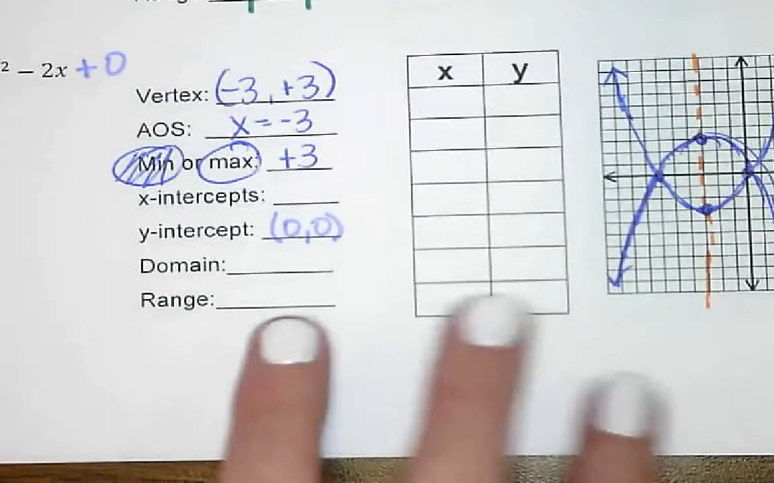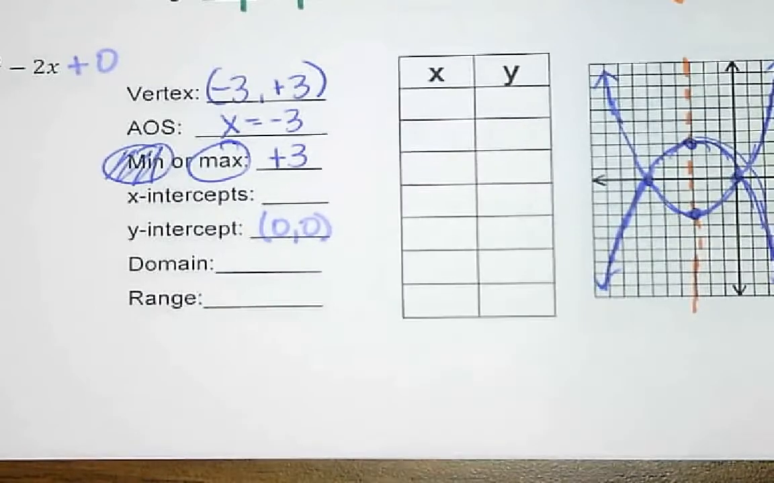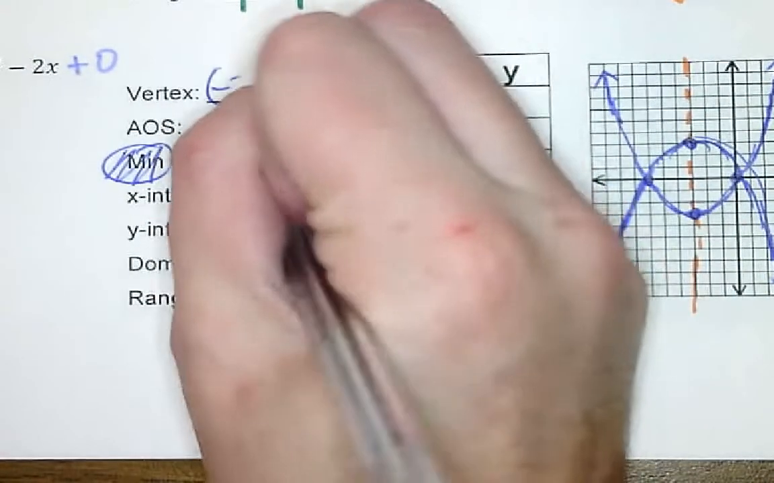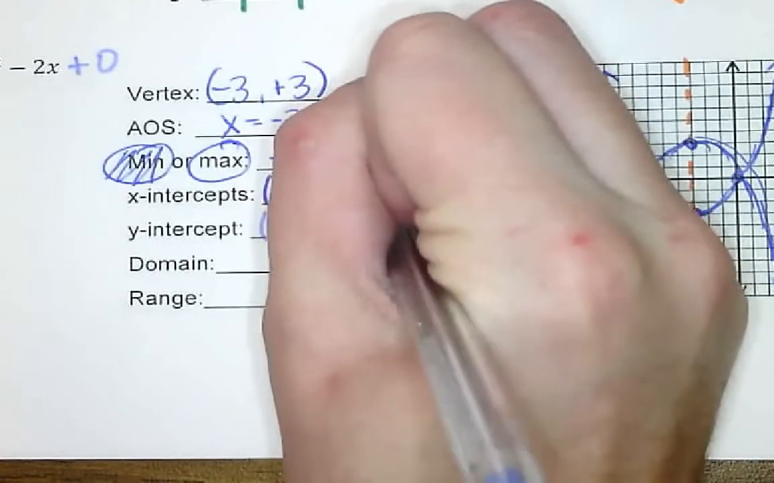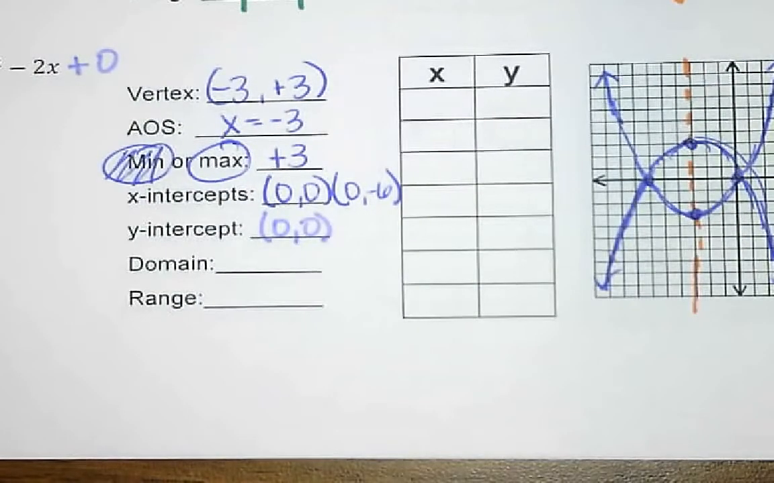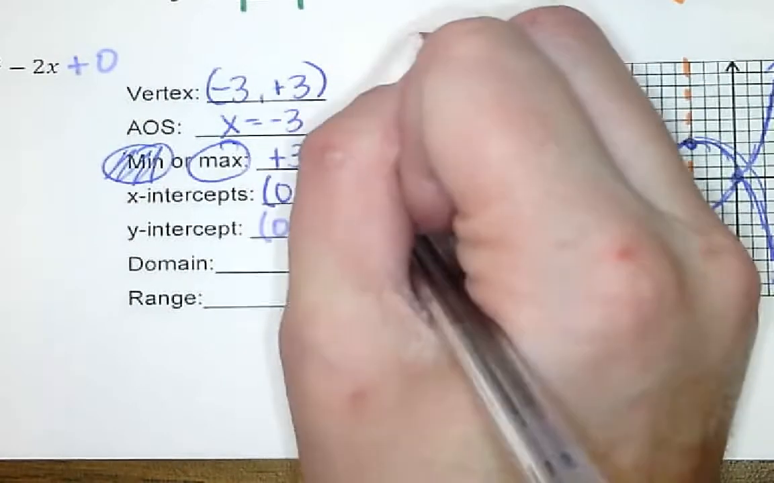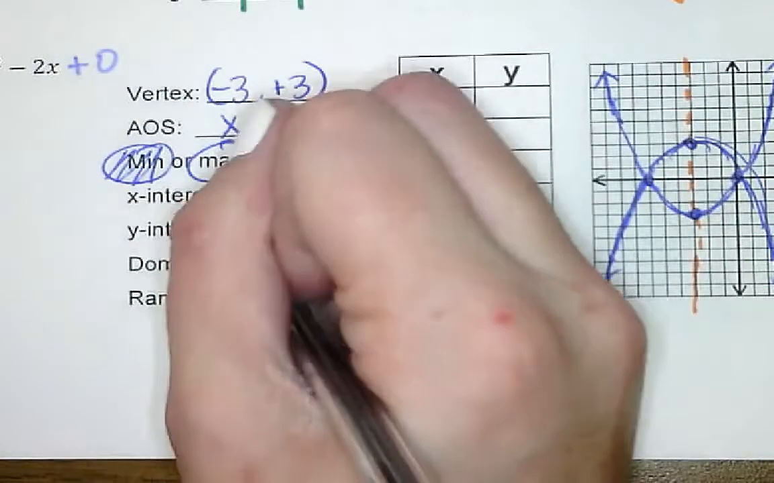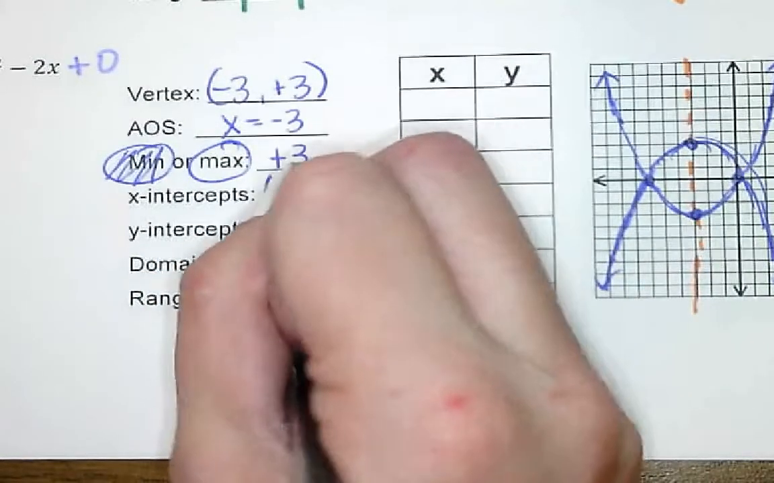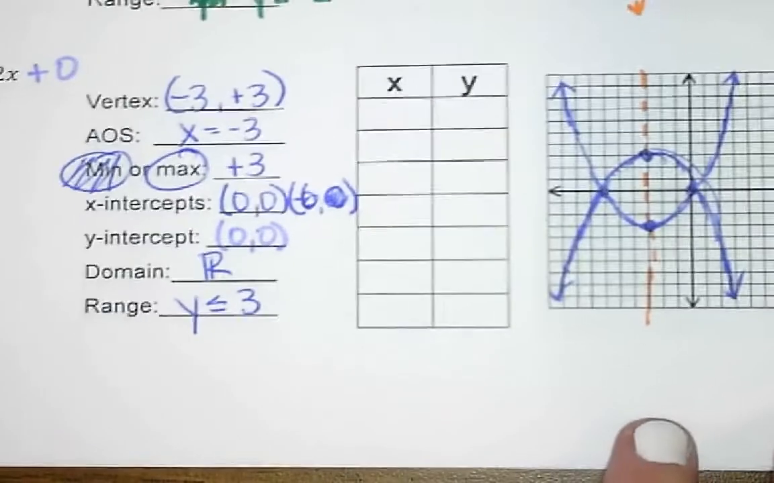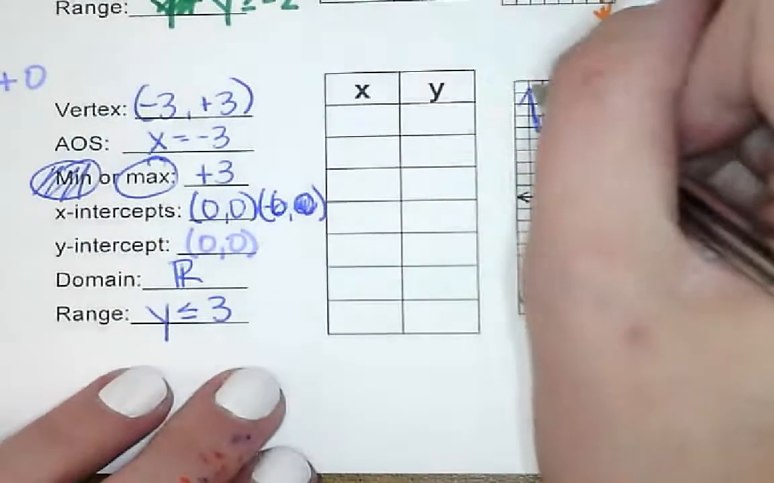Now my X-intercepts are still the same at 0, 0 and -6, 0. Okay, and my domain is all real numbers, and my range is y is less than or equal to positive 3. See? Go too fast. So this one's wrong. Don't do that one. Okay? That's a hot mess.